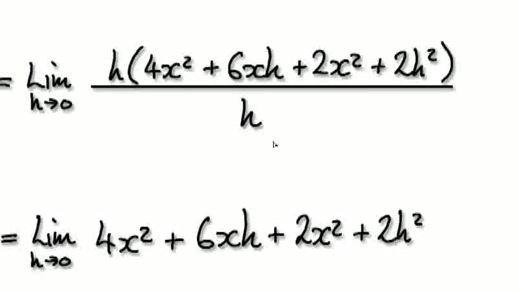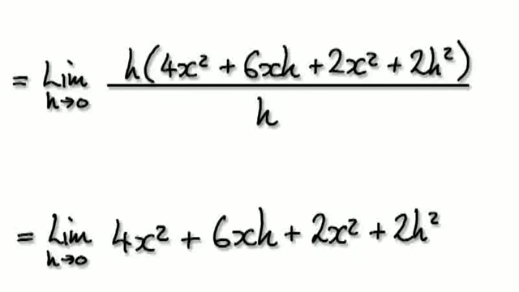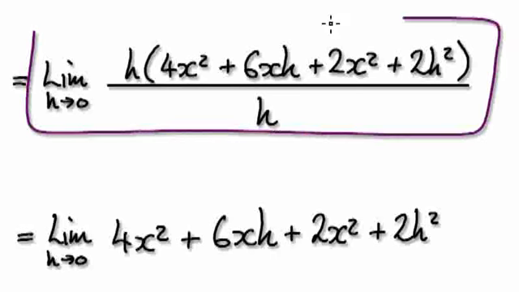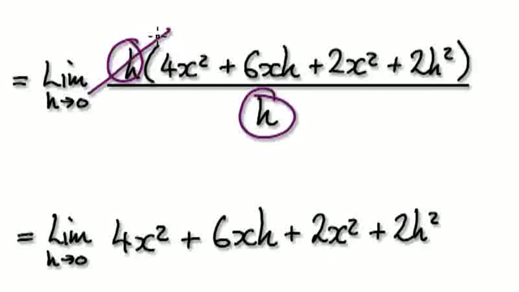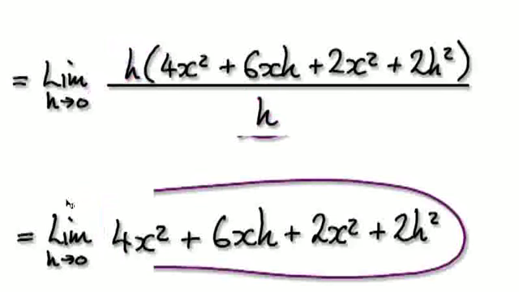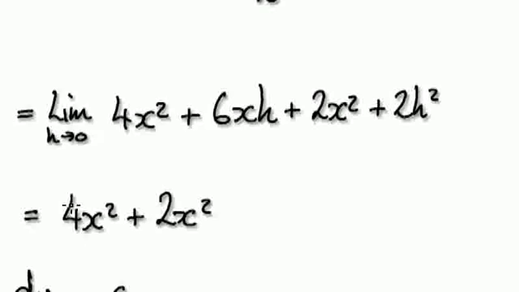Let me move it across now. Okay. So we are currently here. These two will cancel out, giving you this here. And now take the limits as h tends to 0.